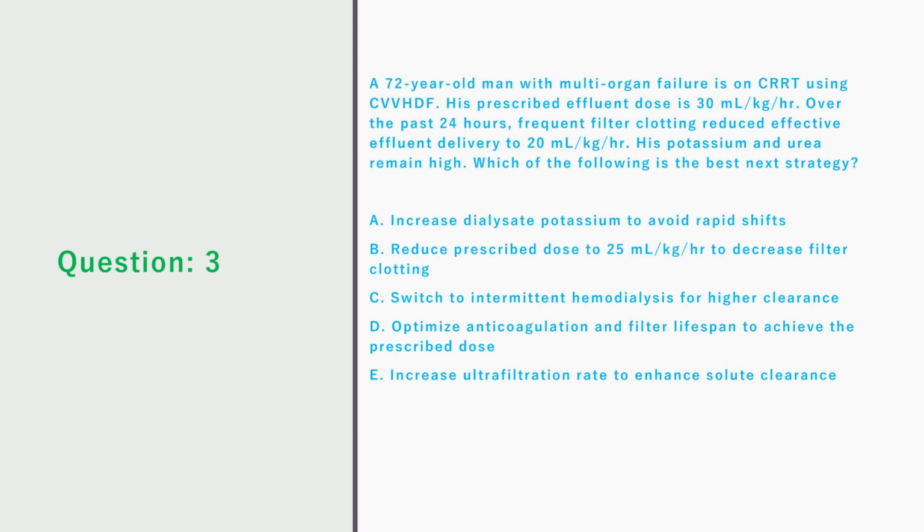A. Increase dialysate potassium to avoid rapid shifts. B. Reduce prescribed dose to 25 milliliters per kilogram per hour to decrease filter clotting. C. Switch to intermittent hemodialysis for higher clearance. D. Optimize anticoagulation and filter lifespan to achieve the prescribed dose. E. Increase ultrafiltration rate to enhance solute clearance.